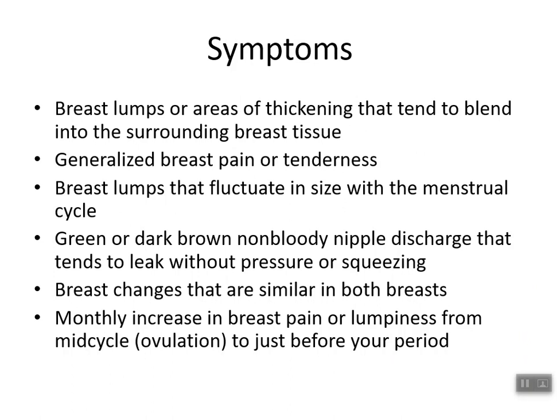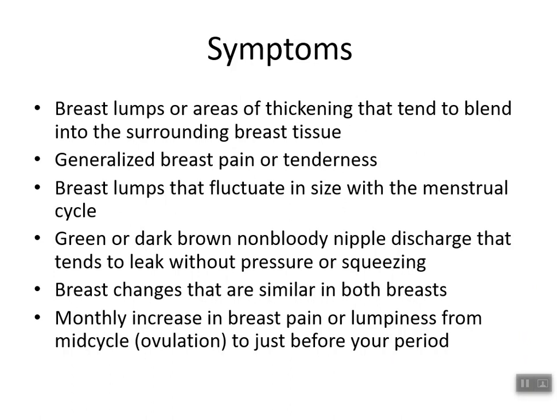Green or dark brown non-bloody nipple discharge that tends to leak without pressure or squeezing. Means there are chances of nipple secretion. Breast changes that are similar in both breasts. Monthly increase in the breast pain or lumpiness from the mid-cycle, that is, at the time of ovulation, the symptoms of pain and lumpiness will be higher just before the menstruation.